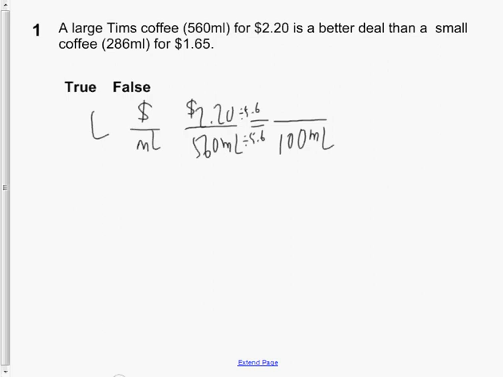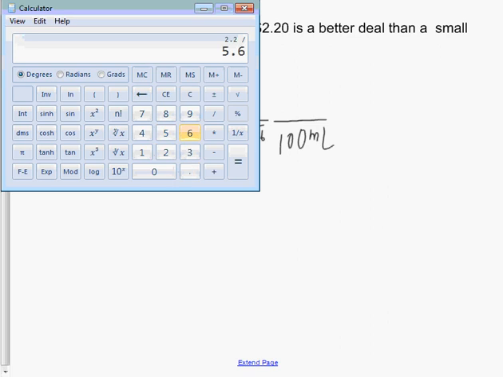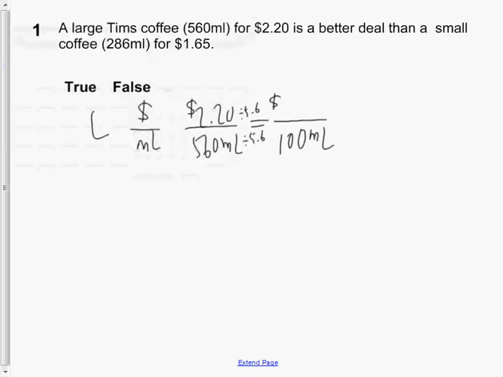And if I take my calculator, where's my calculator? Right here. $2.20 divided by 5.6, that tells me it's roughly 39.2 cents per 100 milliliters. So if I bought a large coffee, which came in 560, I'm really paying about 39 cents for every 100 milliliters of that coffee.